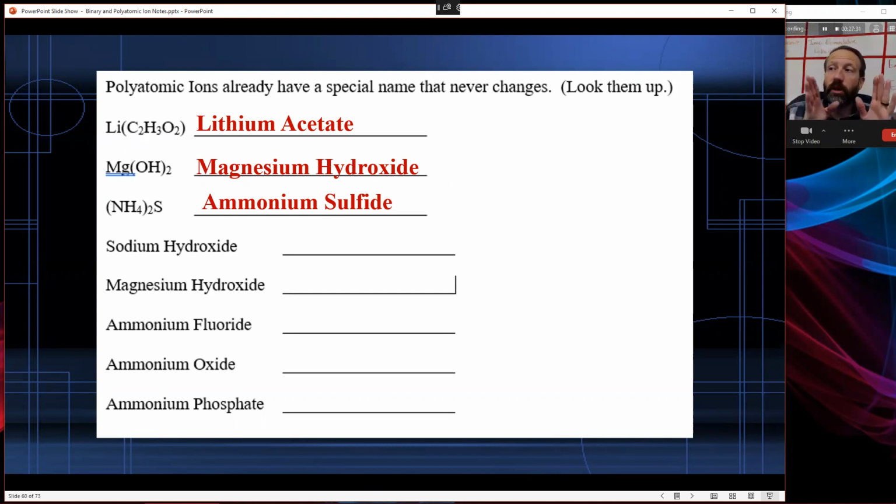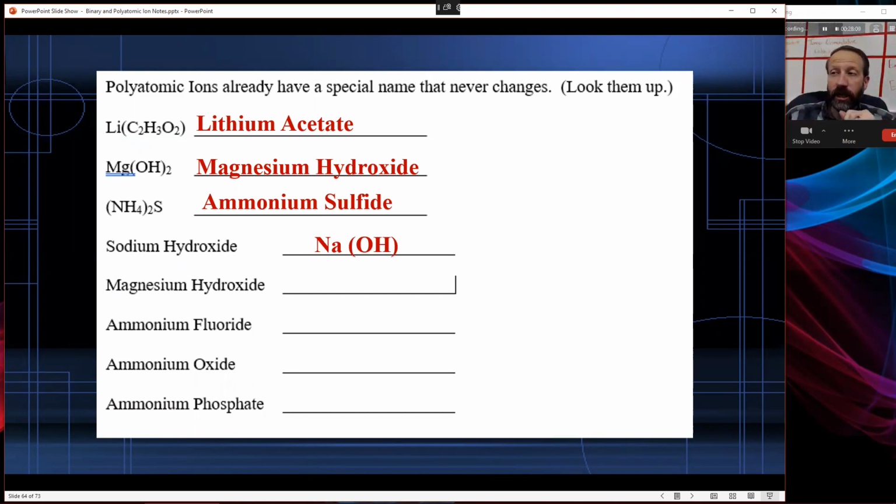Now, when I give you a name, I want a formula. So it's the 3 steps: symbols, charges, crisscross, reduce. So let's watch how this happens. Sodium hydroxide, symbols. Sodium is Na, hydroxide is OH from my list. Okay. Charges, sodium's a 1, hydroxide's a 1. So crisscross and erase the charges, because we always just erase the charges. It's neutral. I'm done. 1 and 1 is the same. There we go. 1 of each. NaOH. Sodium hydroxide.